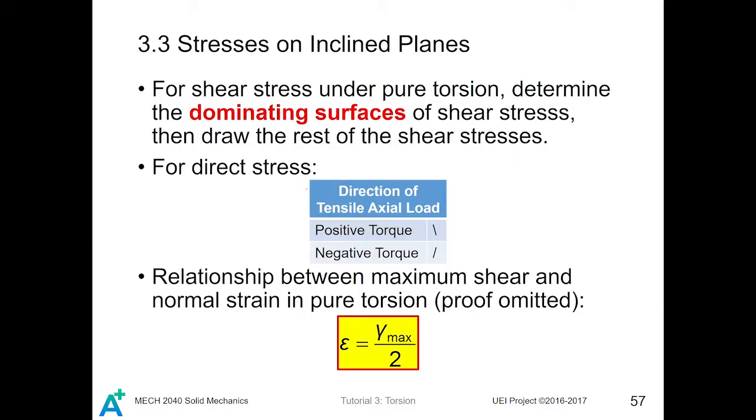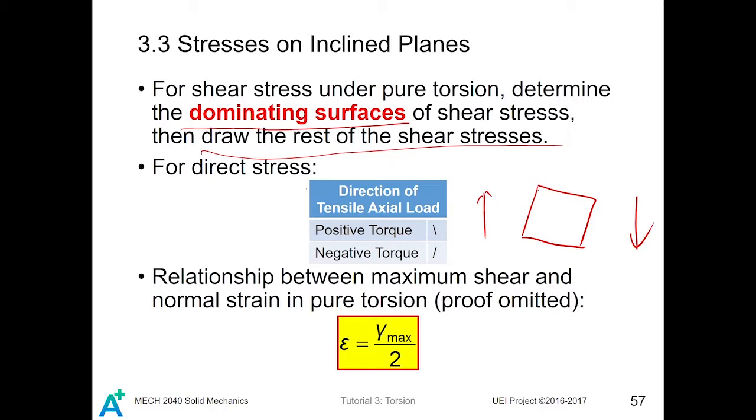For shear stresses, first determine the dominating surfaces as we mentioned, and then draw the shear stress on that dominating surface following the direction of the vertical shear stress. Then you can draw the rest of them easily. To draw the direct stress, for positive torque, it is tensile in this direction, while it is compressive in this direction. For example, for a stress element in positive torque, the positive torque means that there are two shear stresses like this on the left and the right hand side of the stress element.